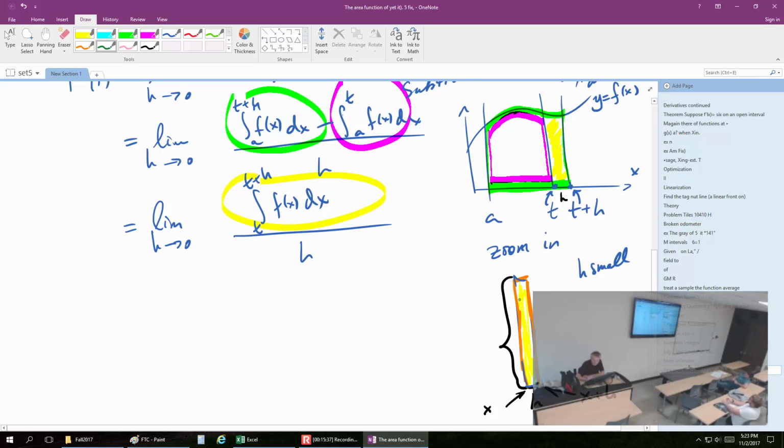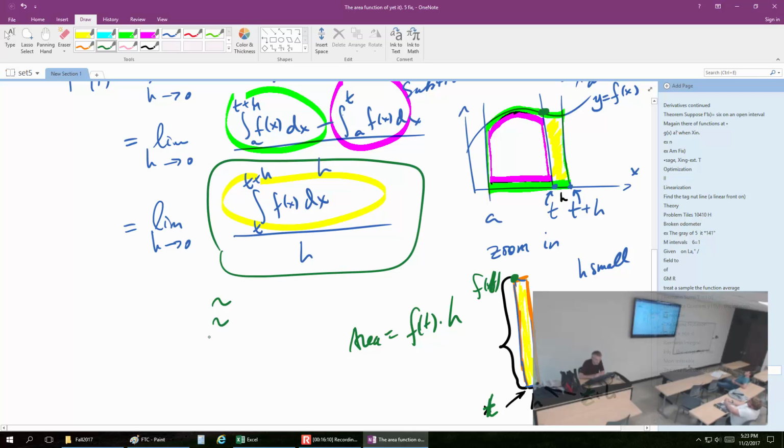The anti-derivative? No, just look at the graph. Look at the graph where it came from. This point lies on the graph of the function f of x, right? F of t, technically. Sorry about that, this is f of t. So the area is f of t times h, right? So that's why this expression over here is approximately equal to f of t h over h, or f of t.